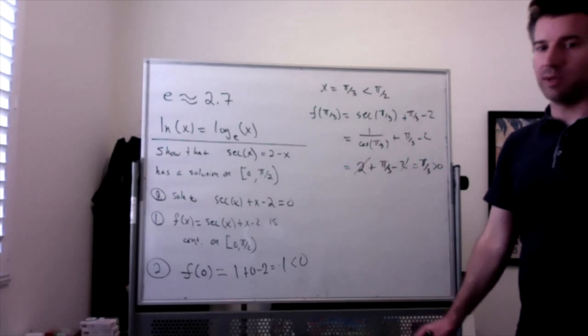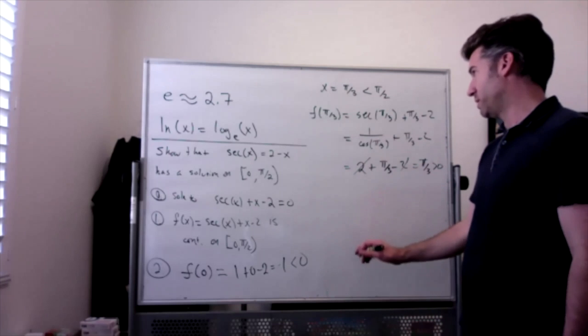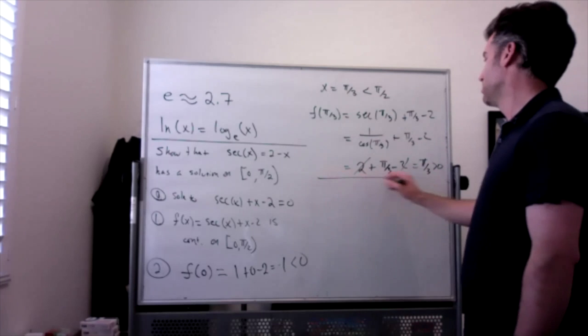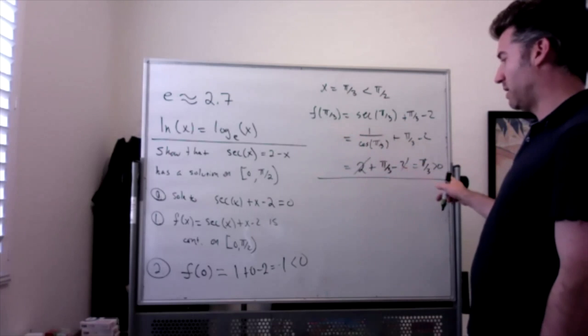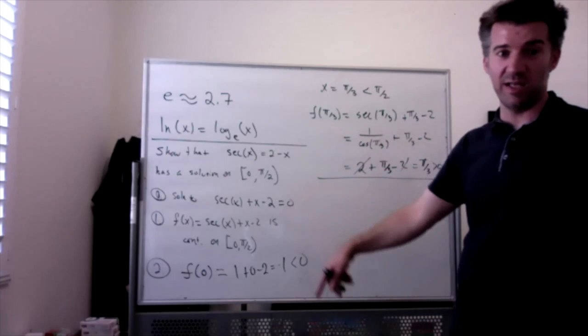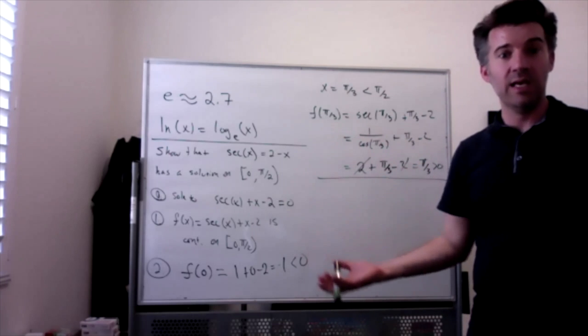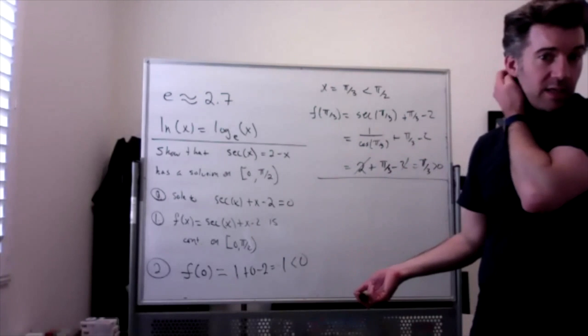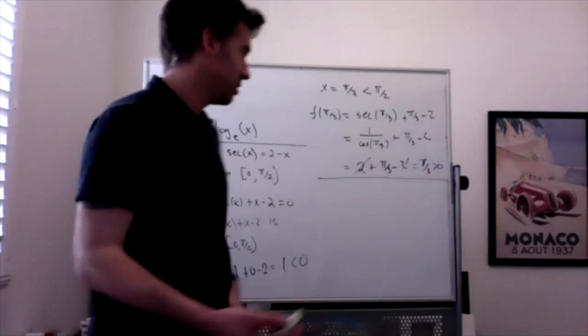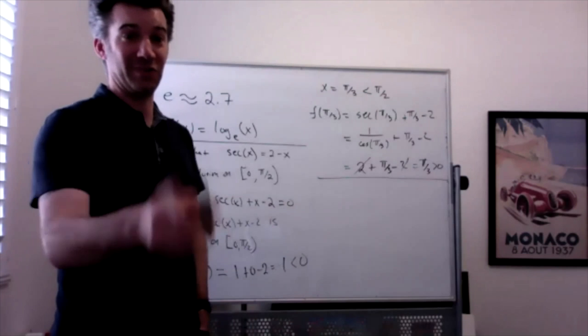So then we would finish this off, right? We would say, okay, we found a place where it's positive, we found a place where it's negative, we know it's continuous. Those are all the pieces we need to say that this function has a solution. Sorry, say this function has a solution, not is anything.